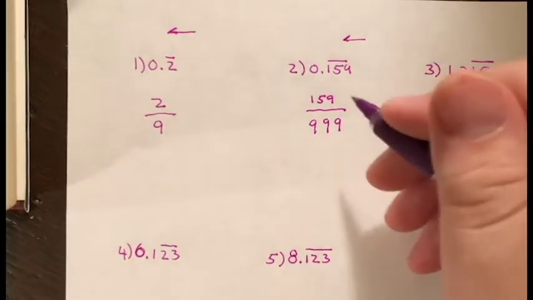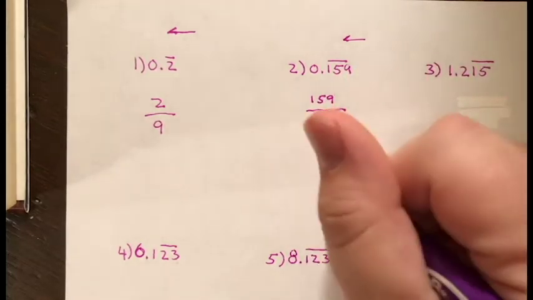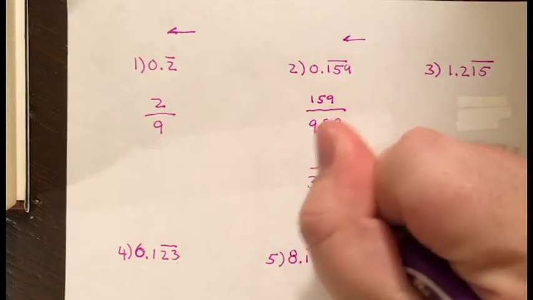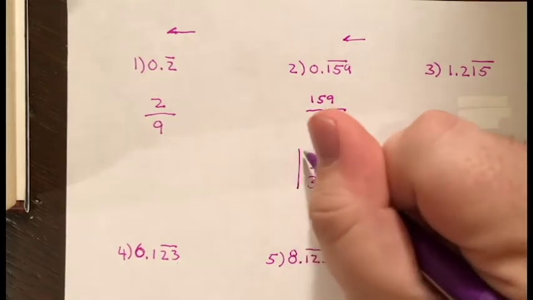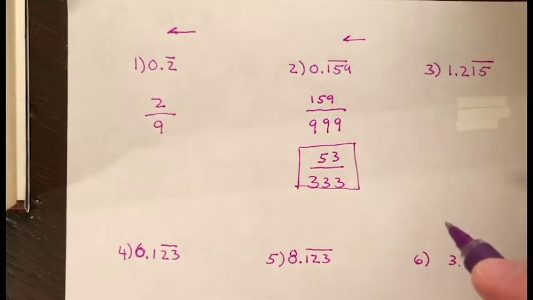Well, I've done this long enough. I know I can factor out a 3 out of each one, and I'm going to simplify this thing to 53 over 333. I'm done. That's all this is. That fraction is complete. So let's look at this one.